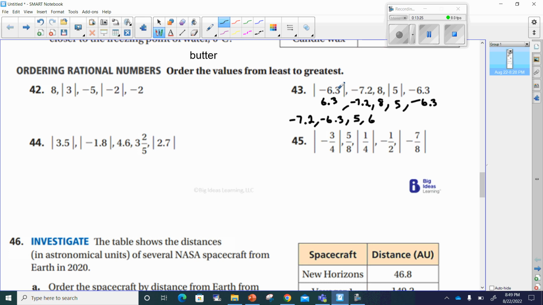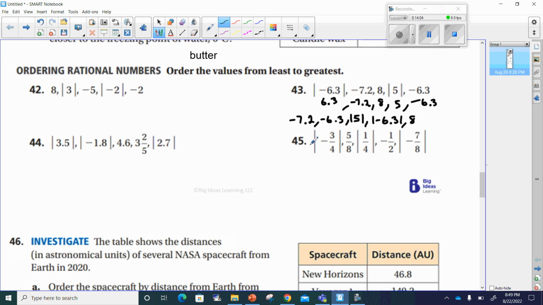Oh, I have to list these. I almost forgot that. So we had negative 7.2, negative 6.3. This should be the absolute value of 5. I apologize for not putting that in there. This should be the absolute value of, let's just erase this one here. This will be negative 6.3 because it will turn into a positive 6.3. And then the last one will be 8.